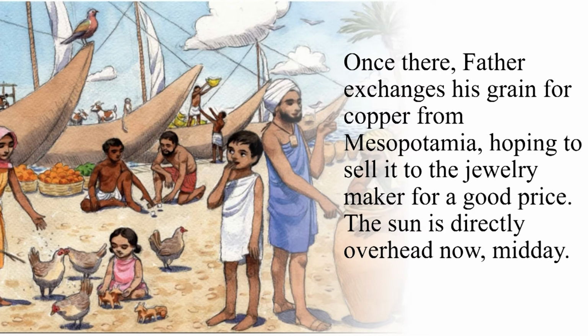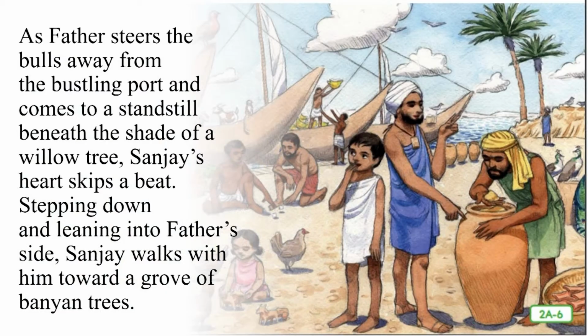Once there, father exchanges his grain for copper from Mesopotamia, hoping to sell it to the jewelry makers for a good price. The sun is directly overhead now, midday. As father steers the bulls away from the bustling port and comes to stand still beneath the shade of a willow tree, Sanjay's heart skips a beat. Stepping down and leaning into his father's side, Sanjay walks with him toward a grove of banyan trees.